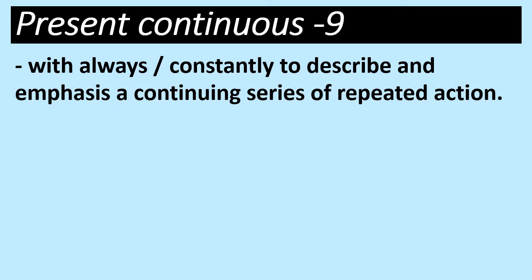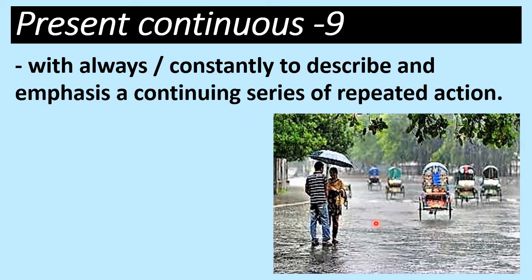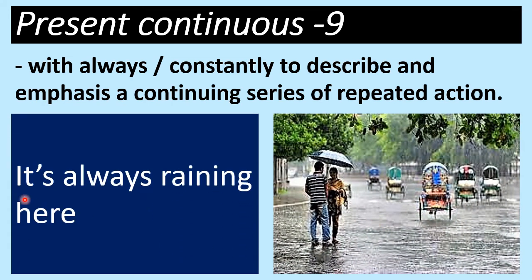We use present continuous with always and constantly to describe and emphasize a continuing series of repeated actions. Look at the picture. It's always raining here. It means that it's raining continuously.